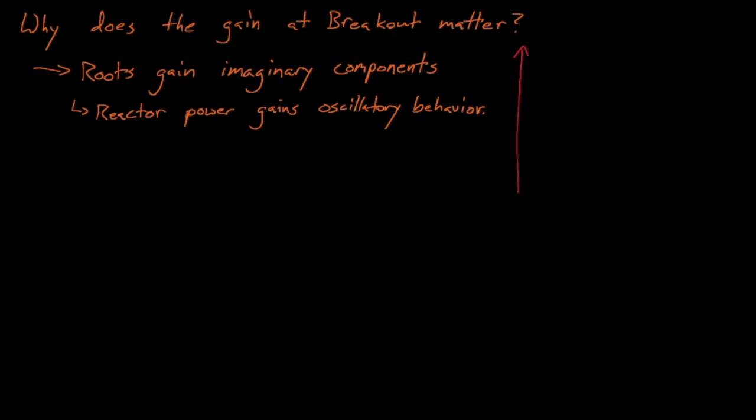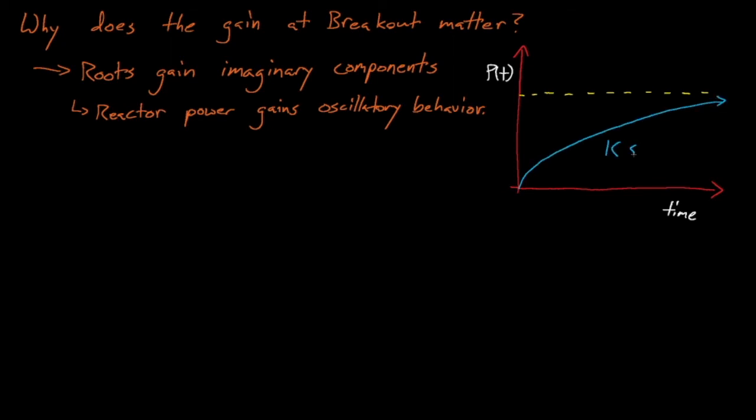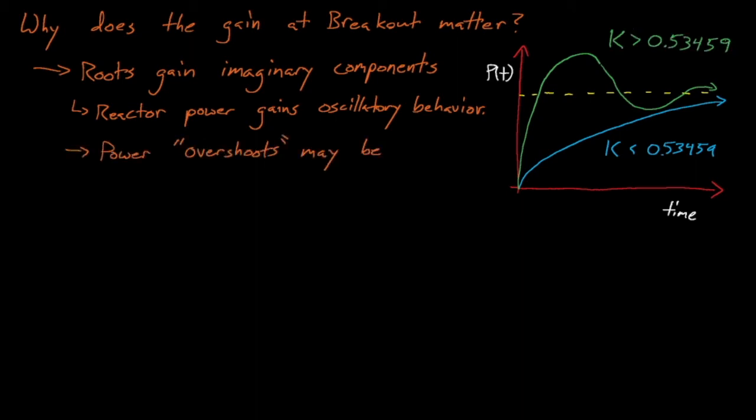For reactors, oscillatory behavior can be very undesirable. A reactor transient that ends with a stable power is all well and good, but a reactor that oscillates up to 500% of full power on its way towards stability is almost guaranteed to melt fuel. So depending on the reactor and the situation, we may sometimes wish to ensure that transients do not have oscillatory behavior, and solving for the gain at the breakout point is one way of doing this.